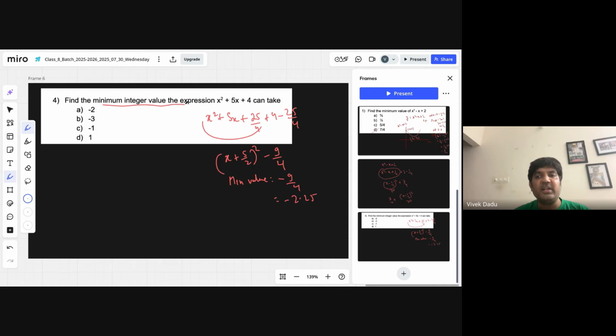Now, the minimum integer value of x. Minus 2.25 is not an integer. So what are the integer values it can take? Minus 2, minus 1, 0, all the integer values greater than minus 2.25 it can take. Which of them is minimum? That's the minimum integer value. This is by algebra. By calculus or graphs, I think that should be clear to everyone.